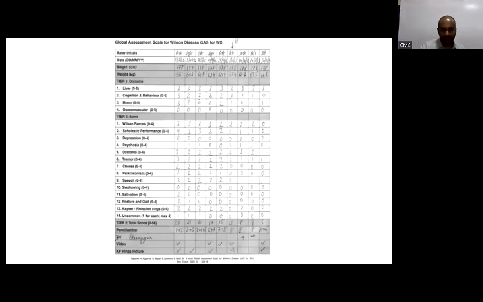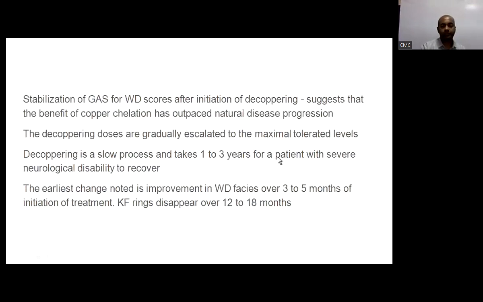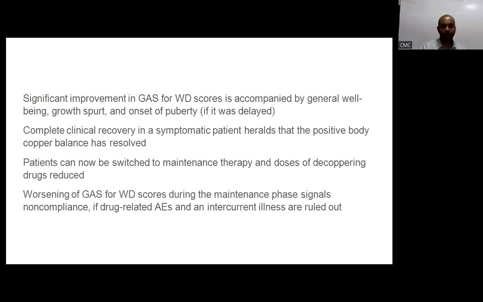Once we keep on treating, we can see that the global assessment score stabilizes, improves, and then stabilizes. So it takes up to 1 to 3 years. KF ring can also disappear around 12 to 18 months. Once the copper decoupling is occurring well, general well-being improves, growth improves. So patients can be switched to maintenance therapy.